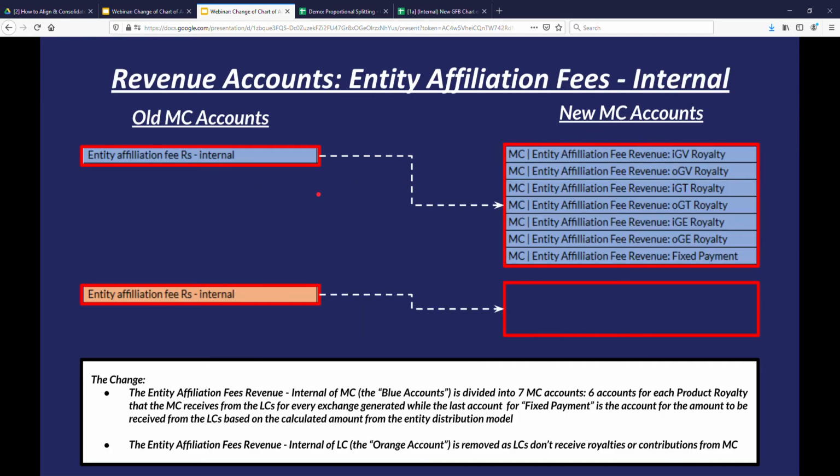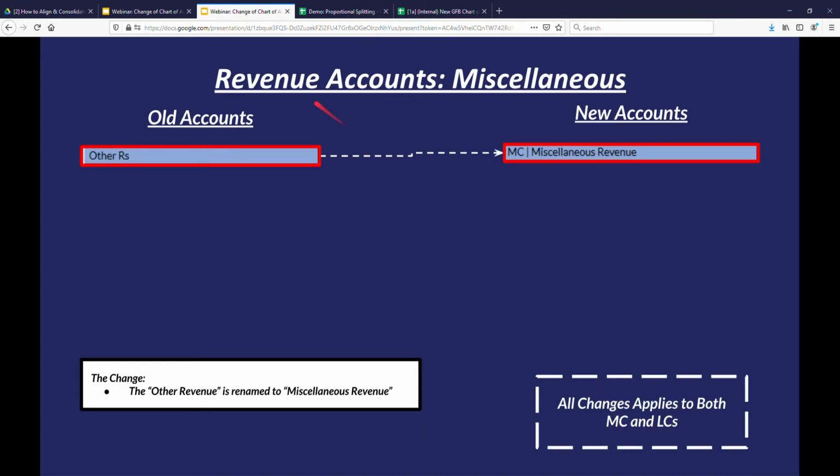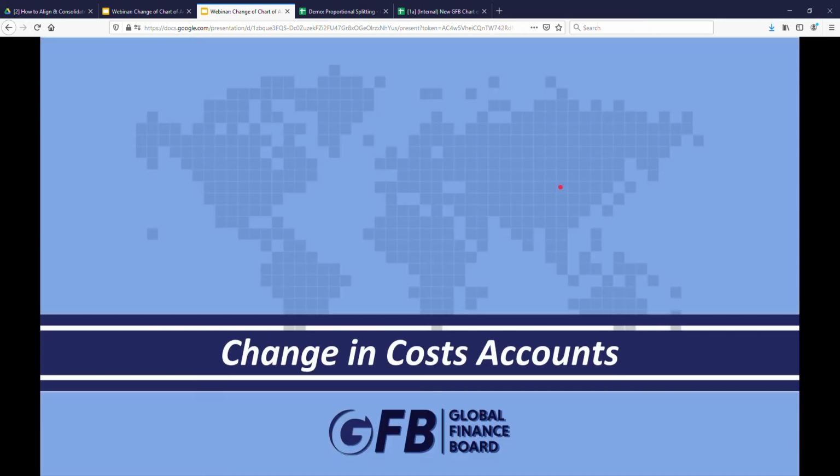Oh, sorry, one more thing. The entity affiliation fees revenue for internal under the LC, this orange one, is now gone because LCs don't receive this. Revenue accounts miscellaneous is basically just renaming the word other into miscellaneous.